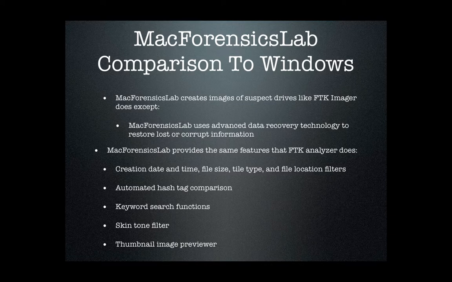Like FTK, Mac Forensics Lab uses a common technique of comparing the MD5 and SHA signatures of found files to lists of known hash values that correspond with contraband materials, including child pornography. The Mac Forensics Lab Analyzer, like FTK, is equipped with various filters. A law enforcement agent may use these to sort through irrelevant collected information, which greatly speeds up the investigatory process.